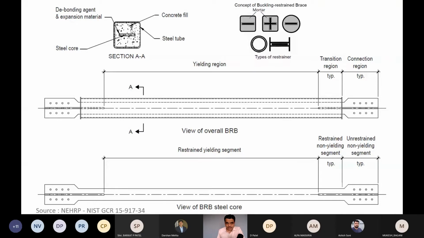Now surrounding this steel plate, we can see that there is a concrete filling, or let's say the high strength mortar which is being filled. And to keep this mortar in position, there is a steel tube. This steel tube on the outer side is called a restrainer, and the plate which we have in the central portion is our steel core. Between this steel plate and the high strength mortar, there will be a debonding agent and the expansion material. Now, why is this debonding agent applied here? To allow the free movement of this plate. So the whole purpose of this concrete fill is to prevent the failure of this steel core in the higher buckling mode.